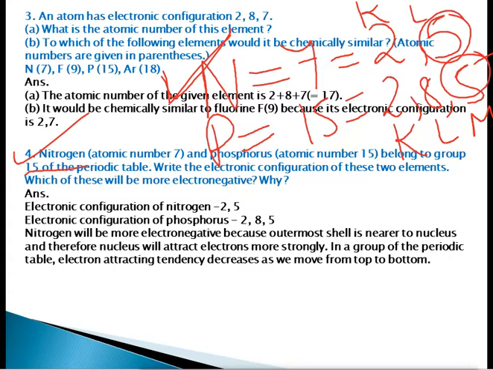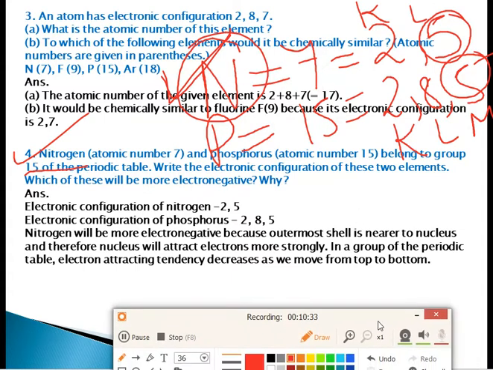And also we know that in a group of the periodic table, the electron attracting tendency decreases as we move from top to bottom. So over there we can say nitrogen is more electronegative, since the nucleus of nitrogen will attract the electrons more strongly. Phosphorus is below nitrogen, so it is less electronegative as compared to nitrogen.